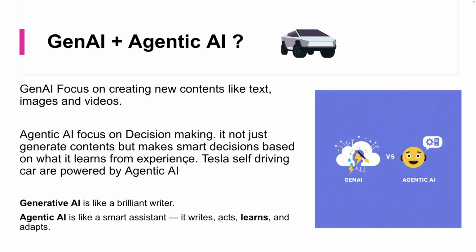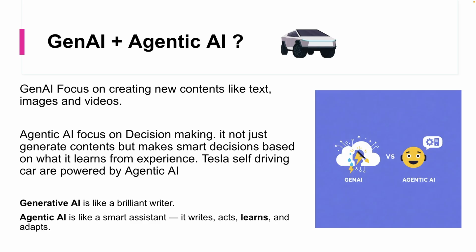So let's understand. Gen AI focuses on creating new content like text, images, and videos. Agentic AI focuses on decision making. It is not just generating the content, but makes smart decisions based on what it learns from experience. Tesla's self-driving cars are powered by agentic AI. This is a real-world example. So generative AI is like a brilliant writer, and agentic AI is like a smart assistant. It writes, acts, learns, and adapts.